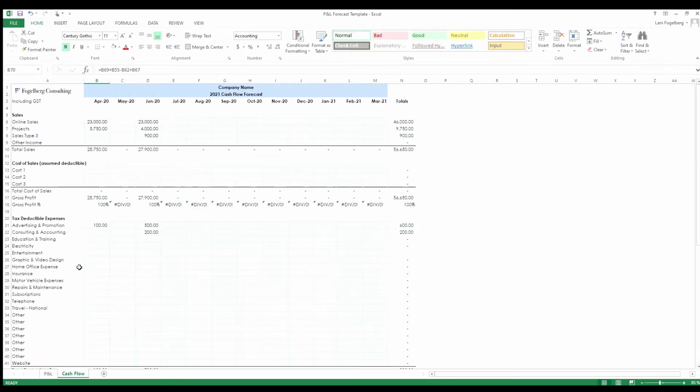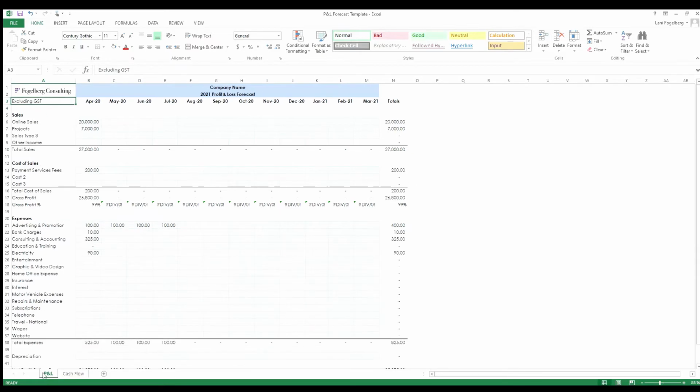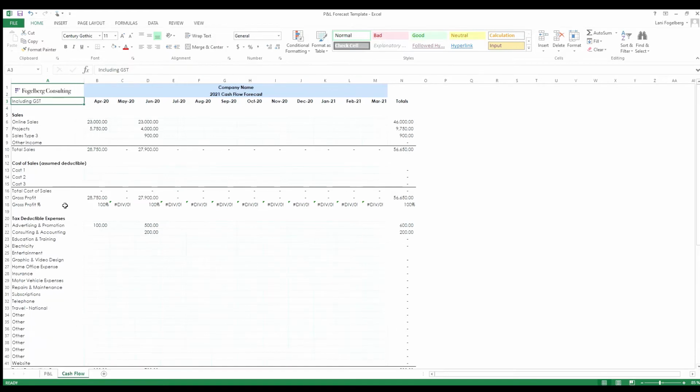Let's move on to cash flow. This tab includes GST. That's a really important distinguishing difference between the profit and loss and the cash flow forecast. The reason why the cash flow forecast includes GST is because it's designed to track the actual cash payments that are coming in and out of your bank account.